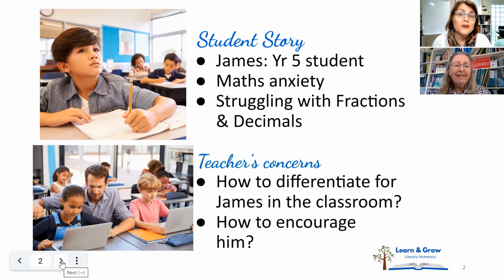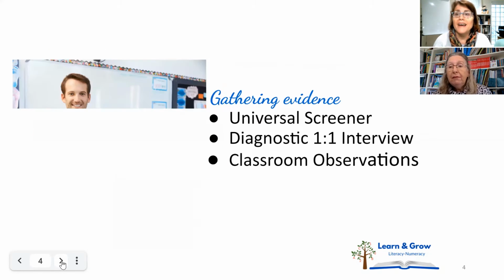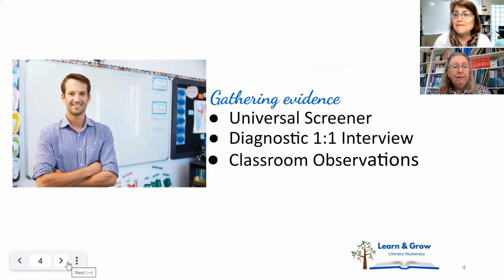And I know it's also common for teachers to feel really anxious about maths, and the gap can be quite large. So this is the teacher's goal, understandably, to meet the curriculum expectations for year 5 while still meeting James's needs. His functioning might be quite a lot lower than grade 5 level. He might even be operating, say, at grade 3 level. And that's what the teacher has to find out.